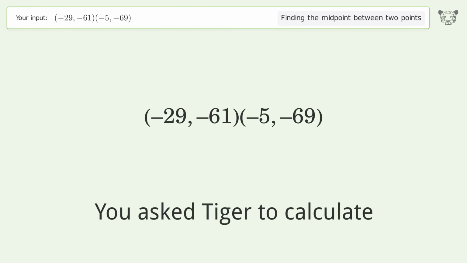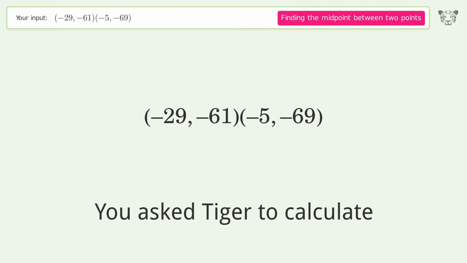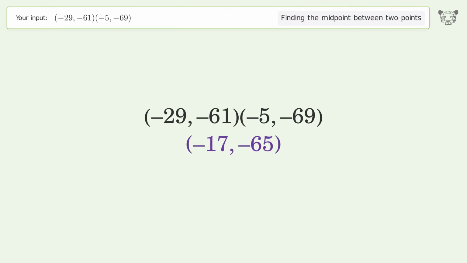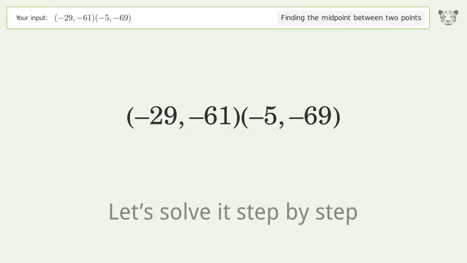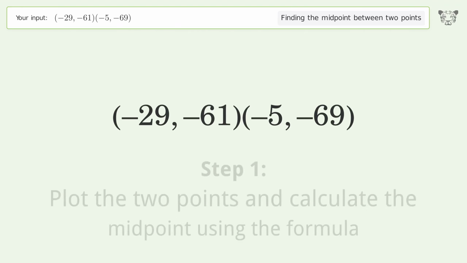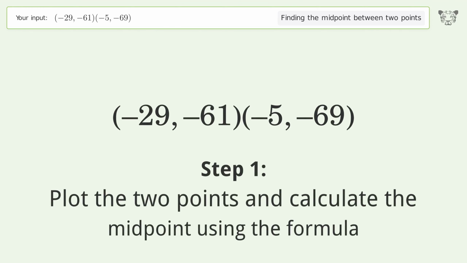You ask Tiger to calculate. This deals with finding the midpoint between 2 points. The midpoint between the 2 points is -17, -65. Let's solve it step by step. Plot the 2 points and calculate the midpoint using the formula.